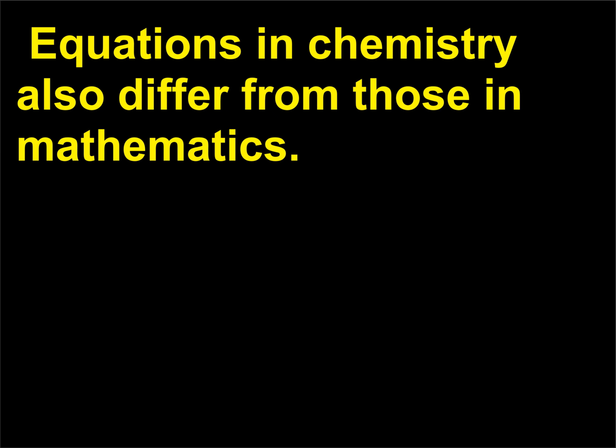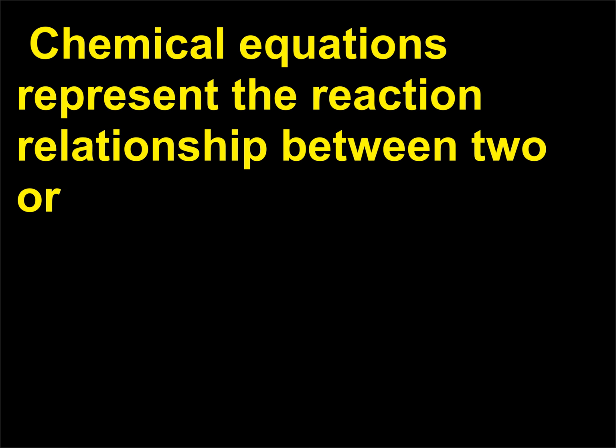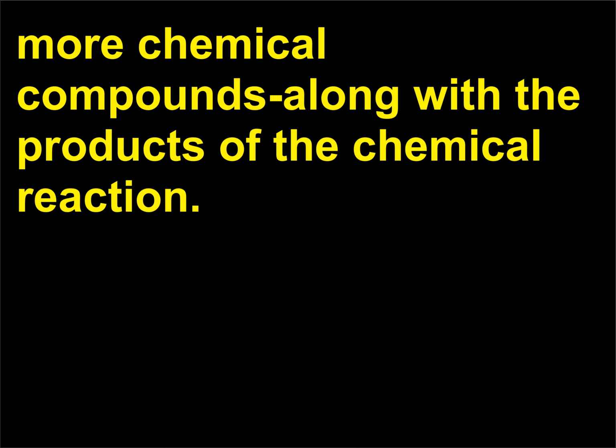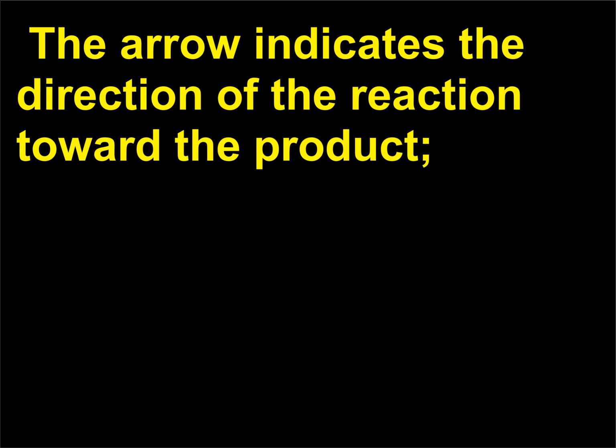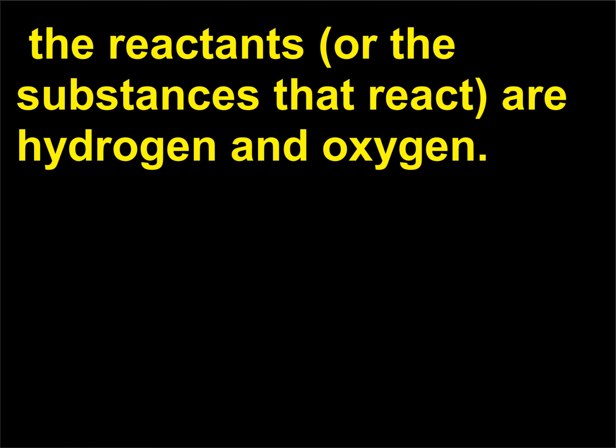Equations in chemistry also differ from those in mathematics. Chemical equations represent the reaction relationship between two or more chemical compounds along with the products of the chemical reaction. For example, the chemical equation 2H₂ + O₂ → 2H₂O is the reaction of hydrogen with oxygen to form water. The arrow indicates the direction of the reaction toward the product. The reactants, or the substances that react, are hydrogen and oxygen.